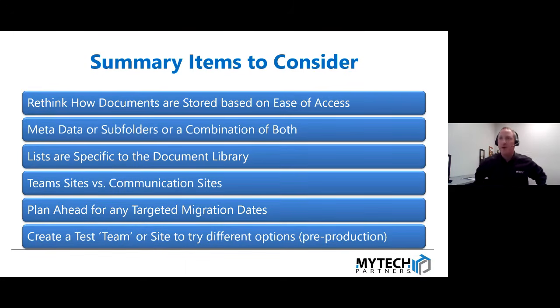So as we're coming to wrap up here, rethink how documents are stored based on ease of access, how your team is going to access the information, and try to make fewer clicks for them to find the information they need. What metadata or subfolders, or a combination of both, might make sense depending on the department or the function or the problem you're trying to solve. Again, lists are specific to the document library. If you're creating metadata in those columns, it's specific to the entire document library. So if you want different metadata, you have to have a different document library.